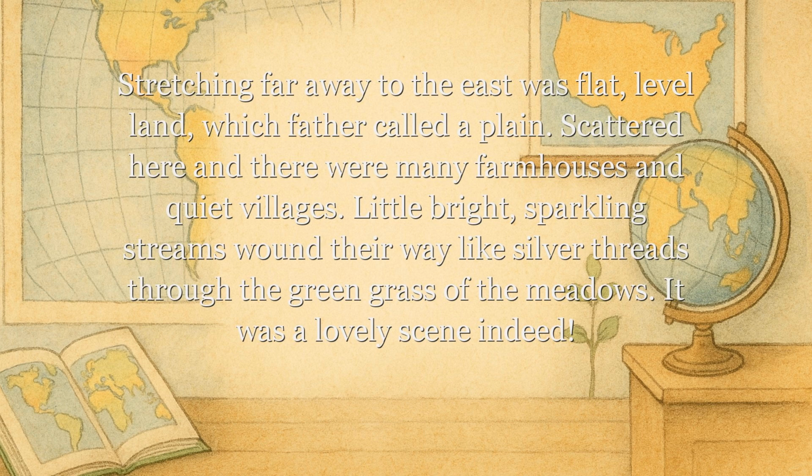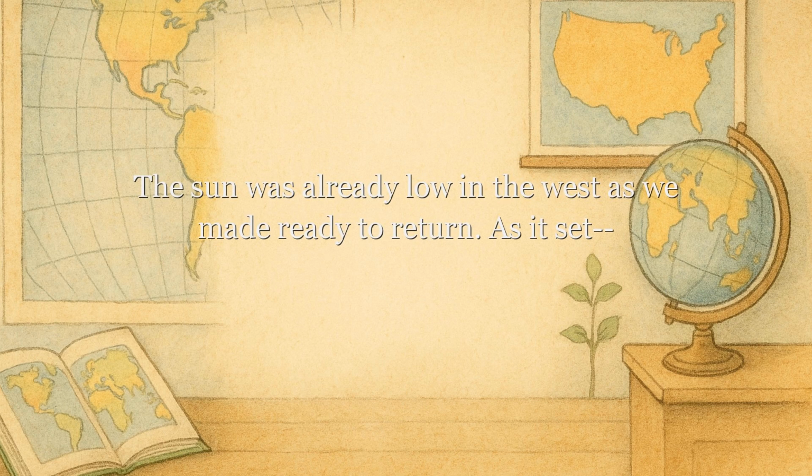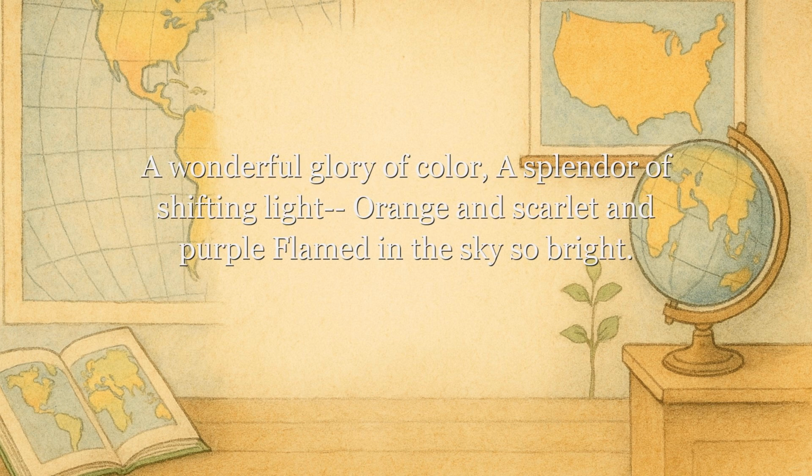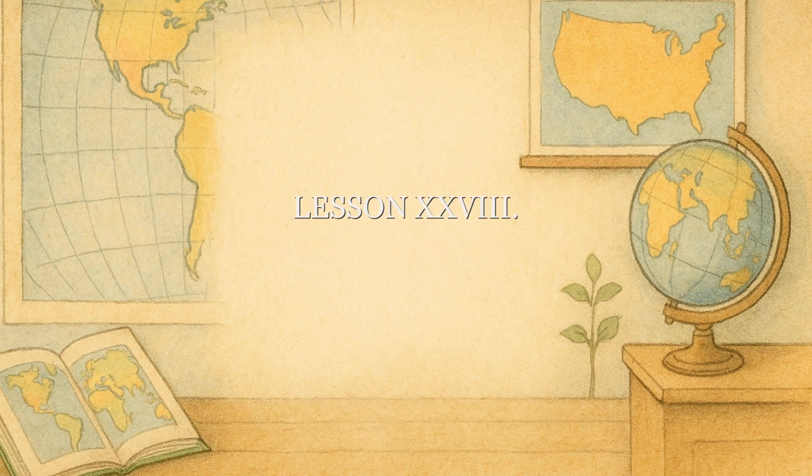Stretching far away to the east was flat, level land, which Father called a plain. Scattered here and there were many farmhouses and quiet villages. Little bright, sparkling streams wound their way like silver threads through the green grass of the meadows. It was a lovely scene indeed. The sun was already low in the west as we made ready to return. As it set, a wonderful glory of color, a splendor of shifting light, orange and scarlet and purple, flamed in the sky so bright.